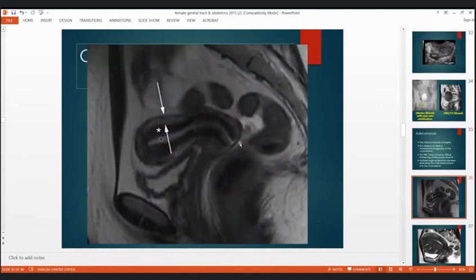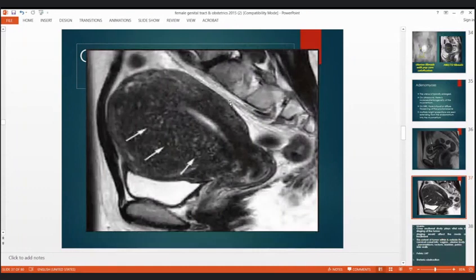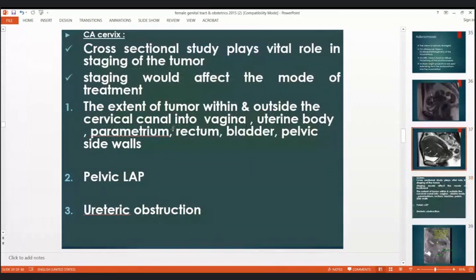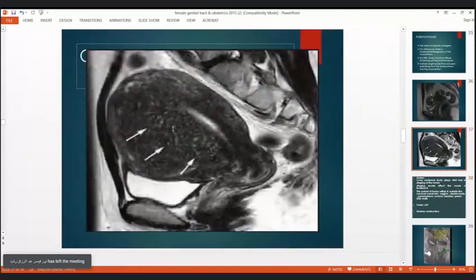This is the normal myometrium on MRI. This is the junctional zone, which is a hypointense layer on T2, seen immediately adjacent to the endometrial canal. This is the normal appearance. While in adenomyosis, there is a gross thickening and heterogeneity of the junctional zone. If we measure it, it is very thick, with increased heterogeneity. This condition predisposes to heavy menstrual bleeding.